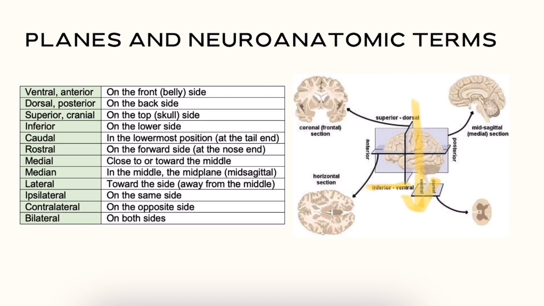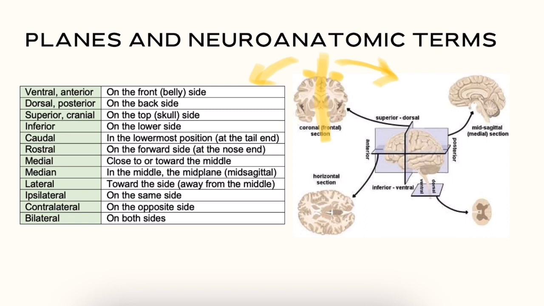When something is going caudal, that means it's going down to the lowermost position or at the tail end. When we're talking about something that's going rostral, it's on the forward side or at the nose end. So think about the nose of a person, so it's going to the nose end. When something is medial, it is close or towards the middle. If this is the medial part, the median line, when something is median or medial, it's closer to the middle. When something is lateral, it's towards the side, so it's going away from the middle.